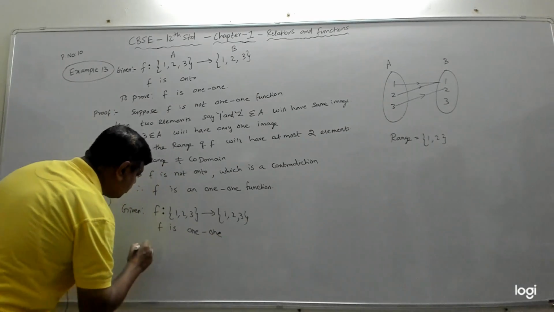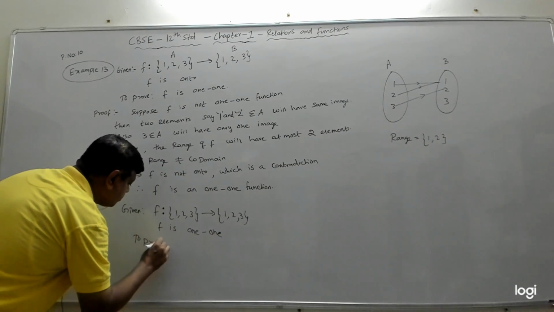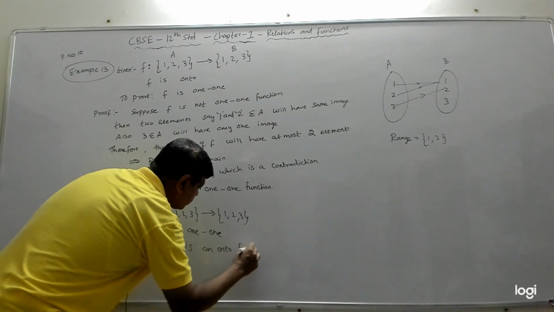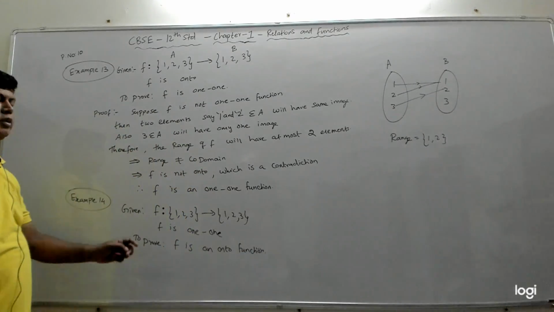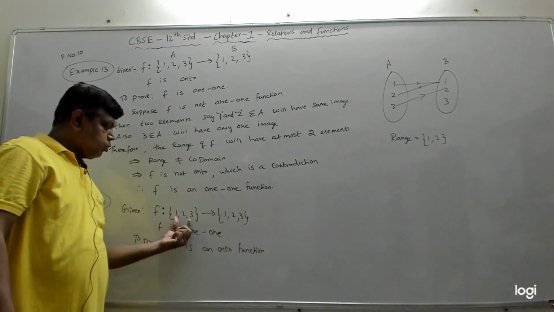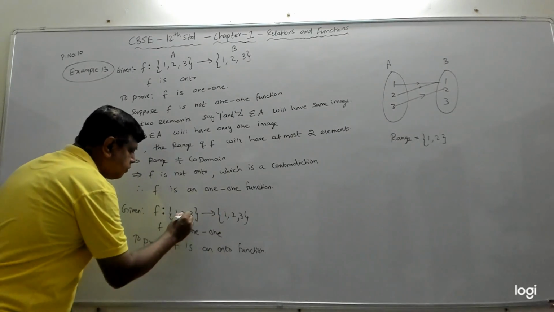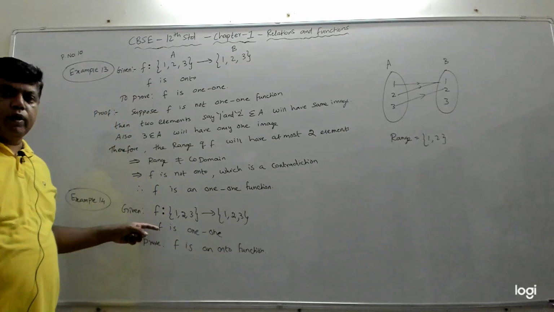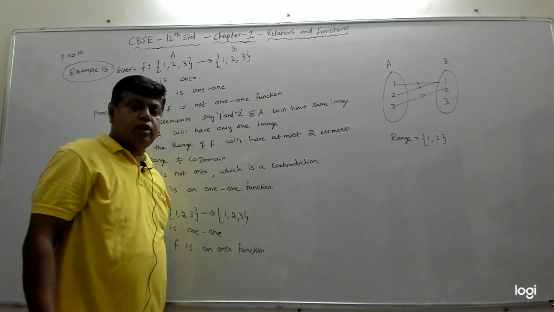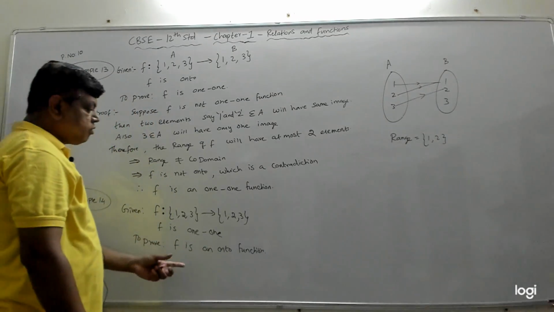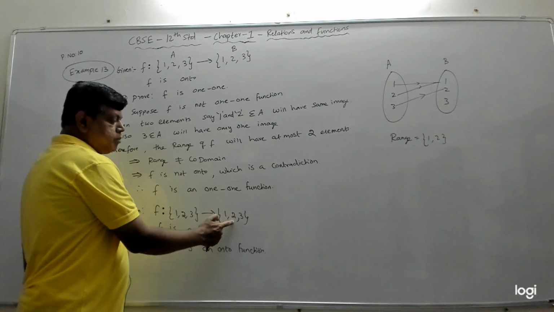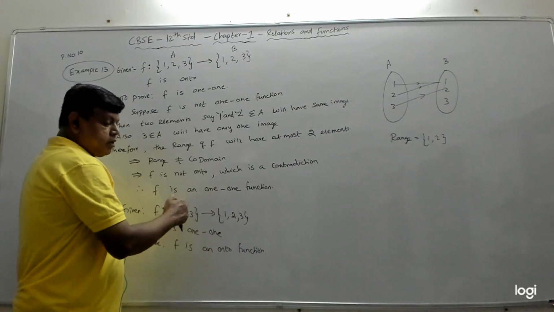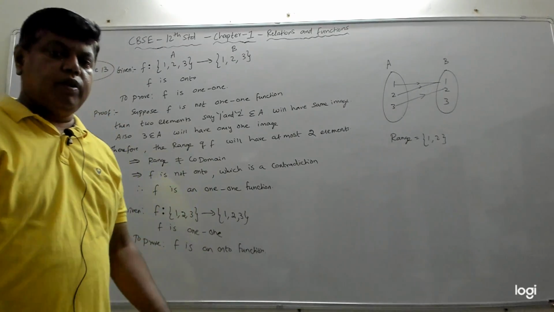F is a one-to-one function. What we have to prove? We have to prove f is onto. F is an onto function. So f is a function from the same set {1, 2, 3} to {1, 2, 3}, and we have to prove that f is an onto function, but it is given that f is one-to-one. To show f is an onto function, we should show that every element in this set is an image of some element in this set. Then we prove that f is onto.